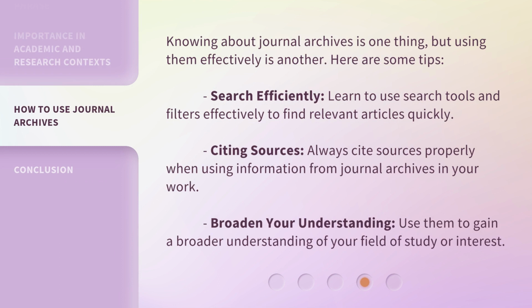Knowing about journal archives is one thing, but using them effectively is another. Here are some tips. Search efficiently. Learn to use search tools and filters effectively to find relevant articles quickly. Citing sources. Always cite sources properly when using information from journal archives in your work. Broaden your understanding. Use them to gain a broader understanding of your field of study or interest.